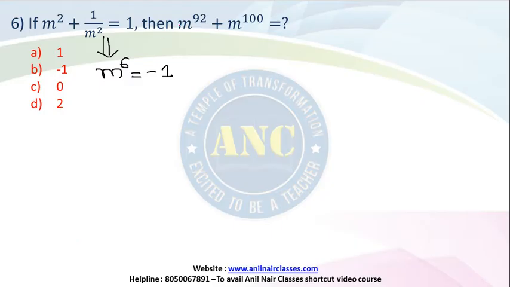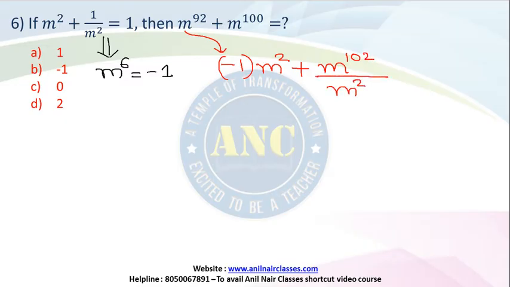Now see here. Can I say that this 92 is nothing but m power 90 into m power 2. M power 90, 90 is 6 into 15. It is an odd multiple. So it is minus 1 into m power 2, it is minus m square. Plus, the closest multiple of 6 to 100 is m power 102. That means I can write this as m power 102 divided by m square. This is nothing but m power 100 itself.